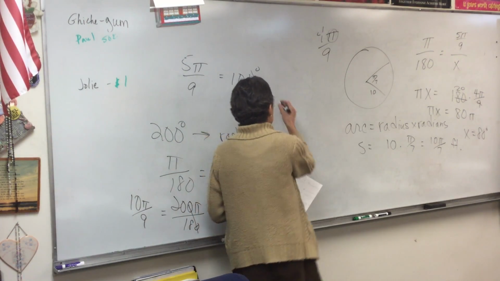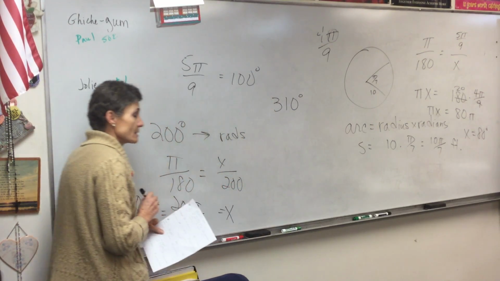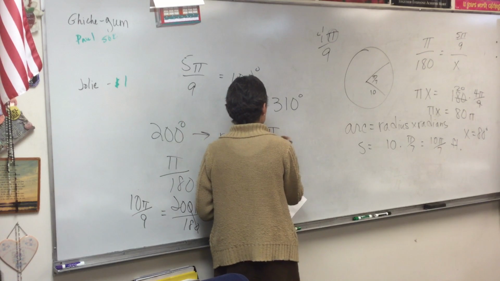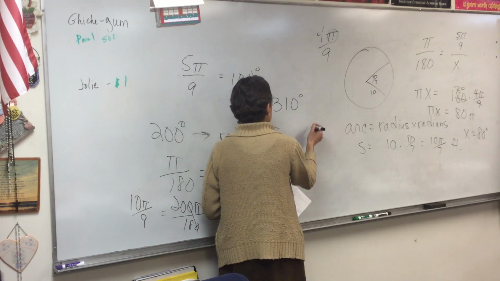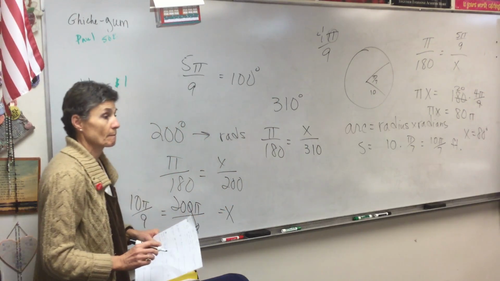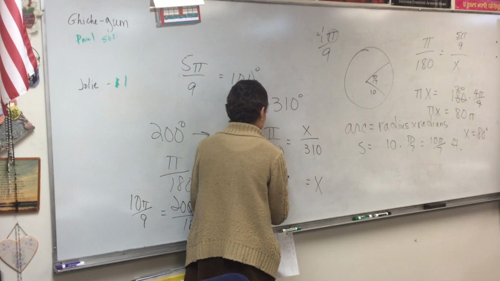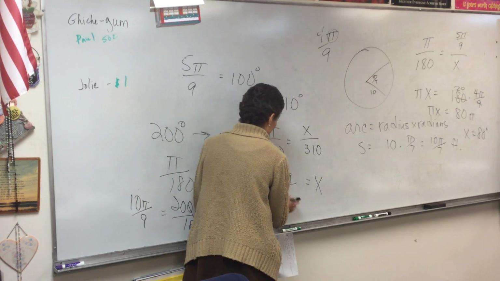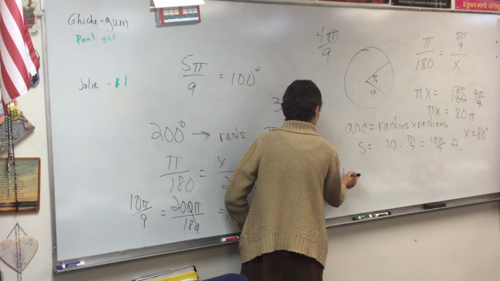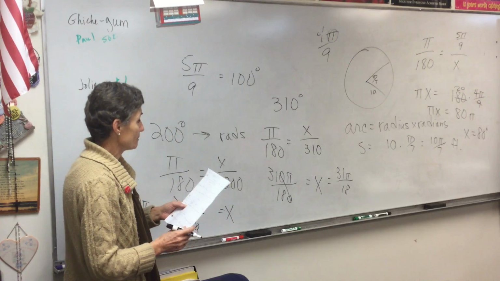310 degrees. I'm looking at the bottom quiz now, and I'm doing 310 degrees. So what's the strategy? Pi is to 180 as something is to 310. So x equals 310 pi over 180. Those will cancel, and that's it. So it looks like 31 pi over 18 would be the answer.